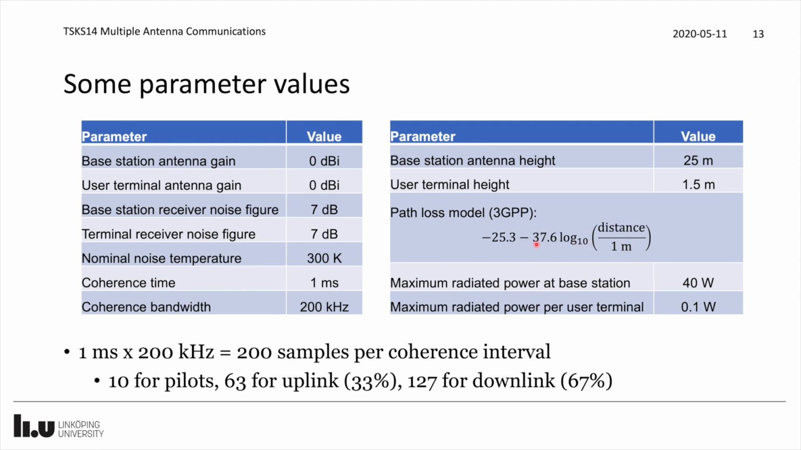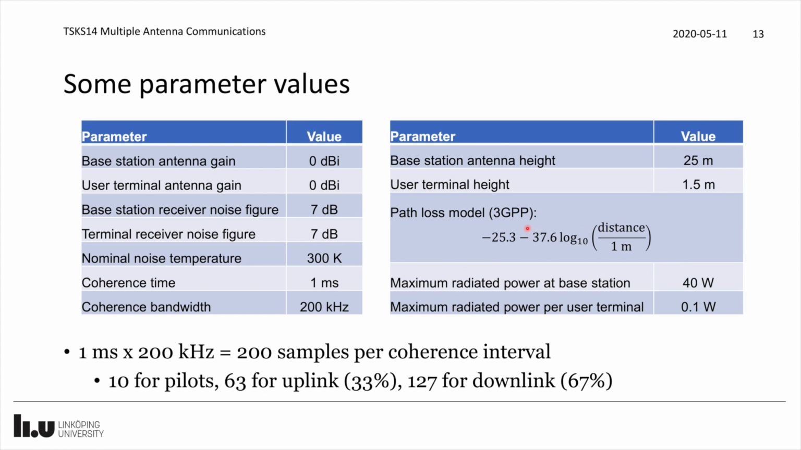minus 37.6, so that is a path loss exponent of 3.76. You should relate that to the path loss exponent of 2 that you have in free space. So we are losing much more energy along the way when we are in an urban environment where we have non-line of sight propagation. And then at the 1 meter distance, we have this parameter here saying that in that case we have a path loss of minus 25.3 decibels. So this whole thing is computed in decibel scale.